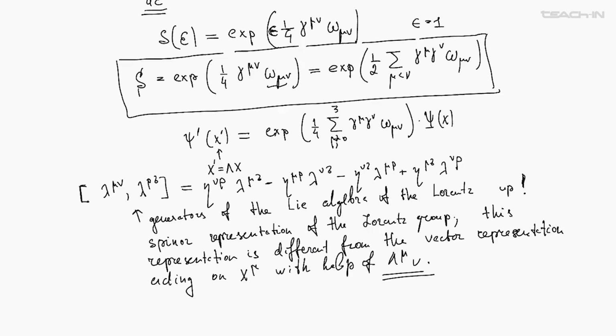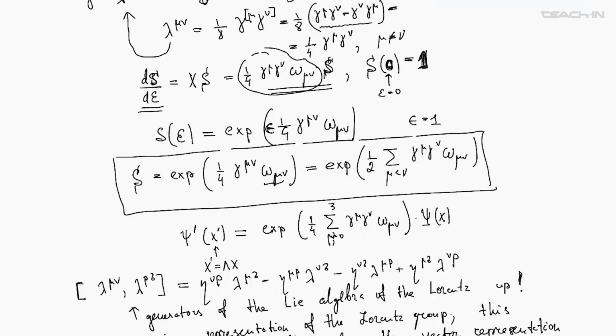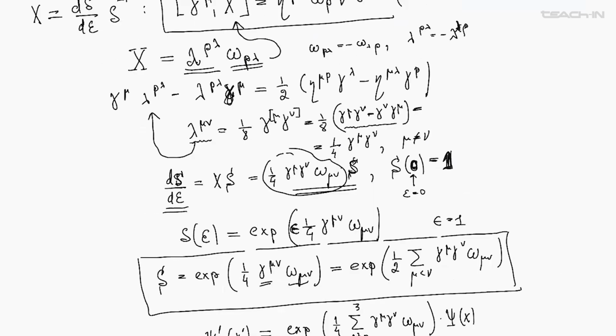Lambda mu nu, where they are sitting here. They are sitting in this transformation. So lambda mu nu, what we have done, we have found that lambda mu nu has the following form: 1/4 gamma mu gamma nu. And these are infinitesimal, what we have found that these are infinitesimal generators of the Lorentz group, or it's the same as generators of the Lie algebra of the Lorentz group.